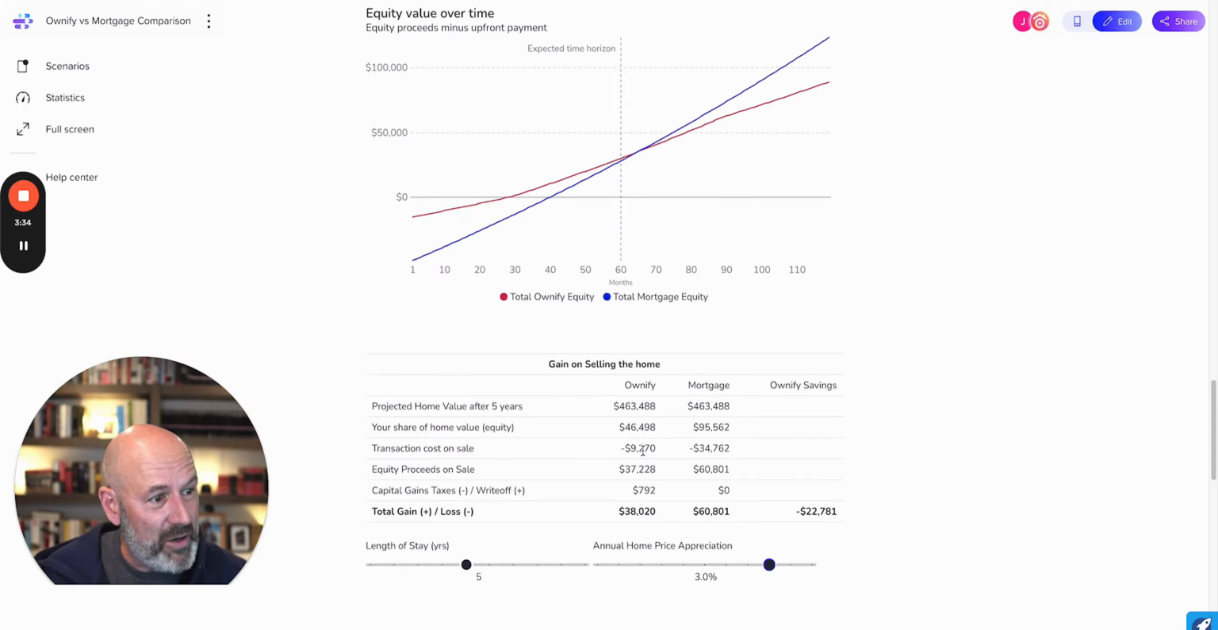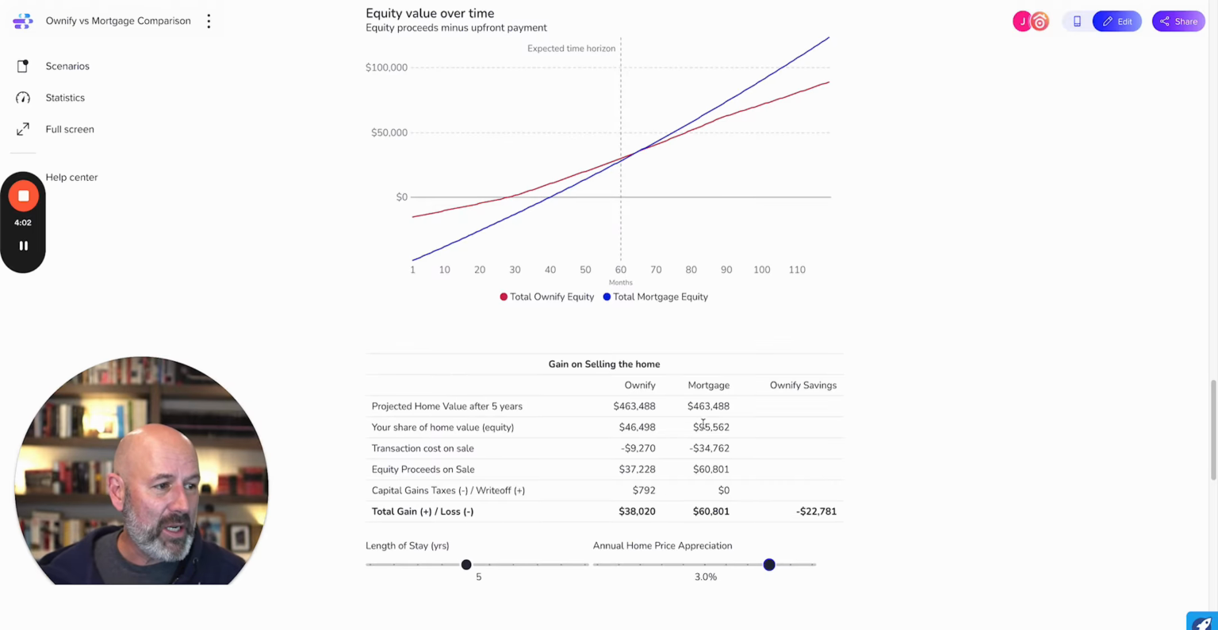And in this scenario, what if you sold your equity back to Ownify? At that point, we would charge you a relisting fee, in this case, 2%. So you're selling $46,000 worth of equity or shares back to Ownify. We charge you a relisting fee, and your proceeds are $37,228. You actually get a little bit of a tax benefit, so your total gain is $38,000.